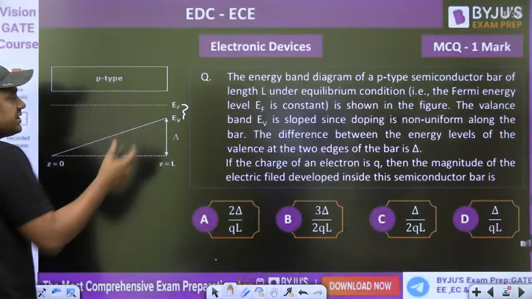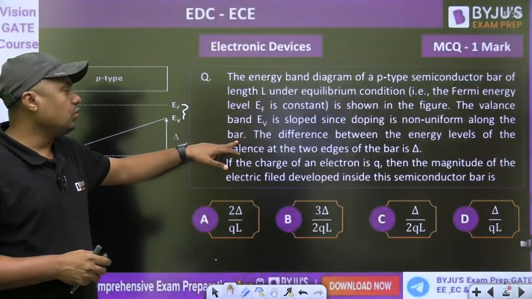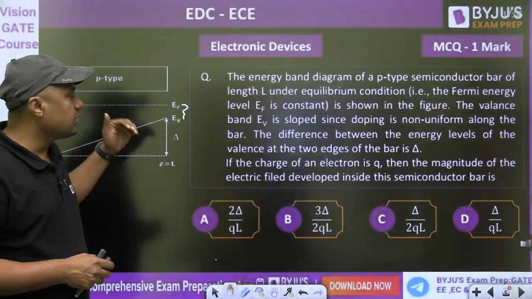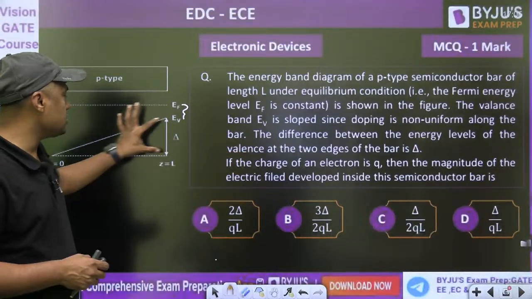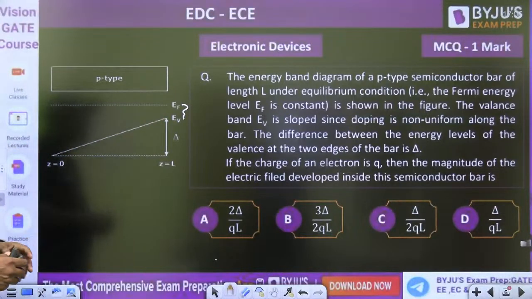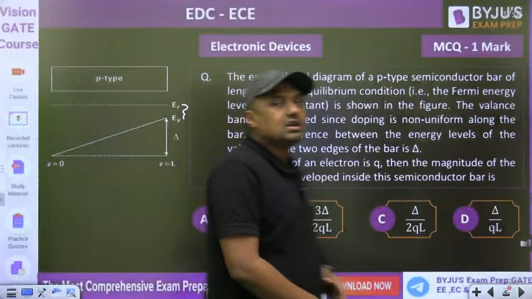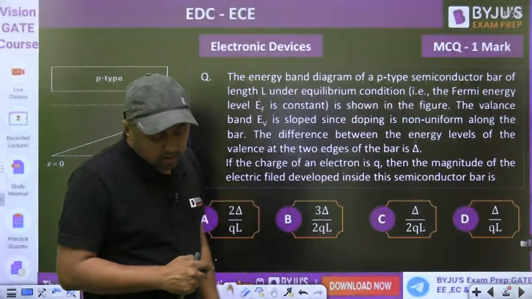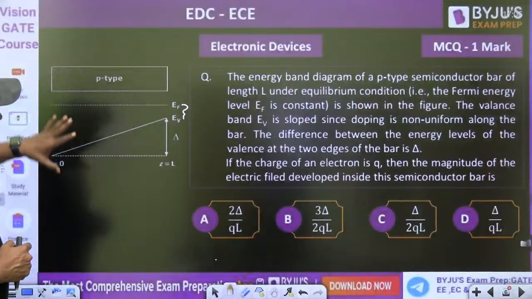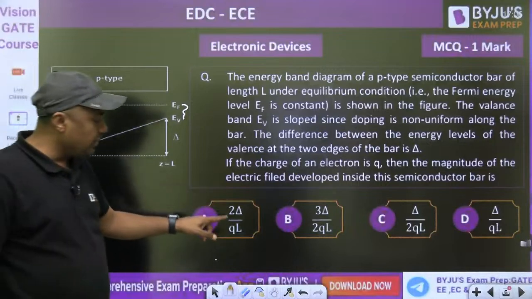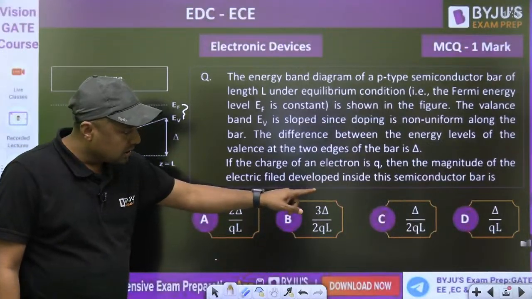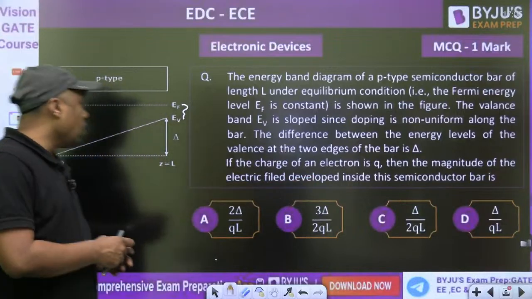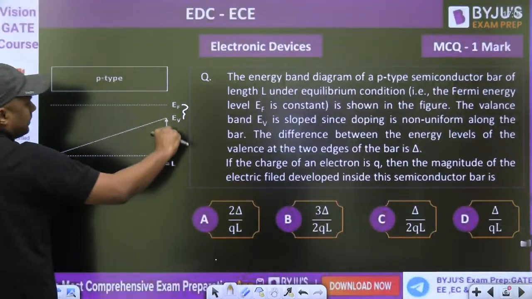Gap decreases means concentration increases. Doping is non-uniform along the bar. The difference between the energy level of the valence band at the two edges of the bar is del. From this point to this point, that gap is del. If the charge of an electron is Q, then what is the magnitude of the electric field developed inside this semiconductor bar? Very, very simple question. Watch this, guys. The answers are given as 2 del by QL, 3 del by 2QL, del by 2QL and del by QL.